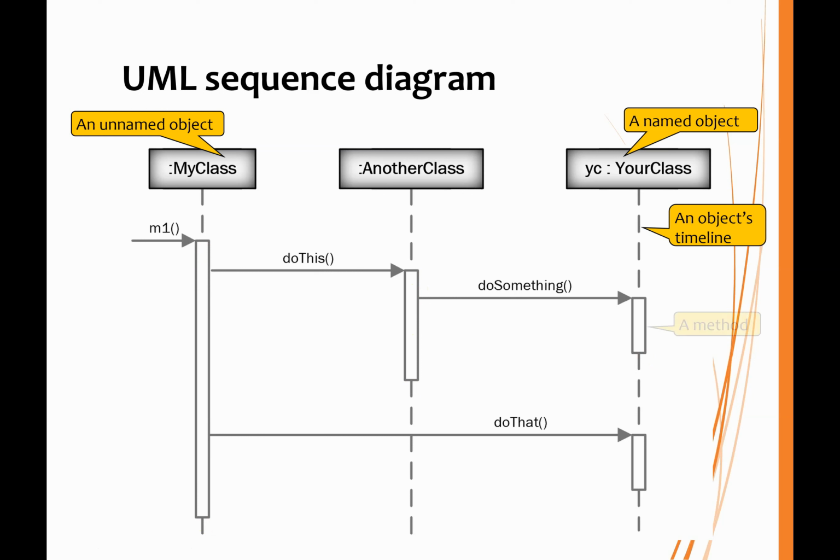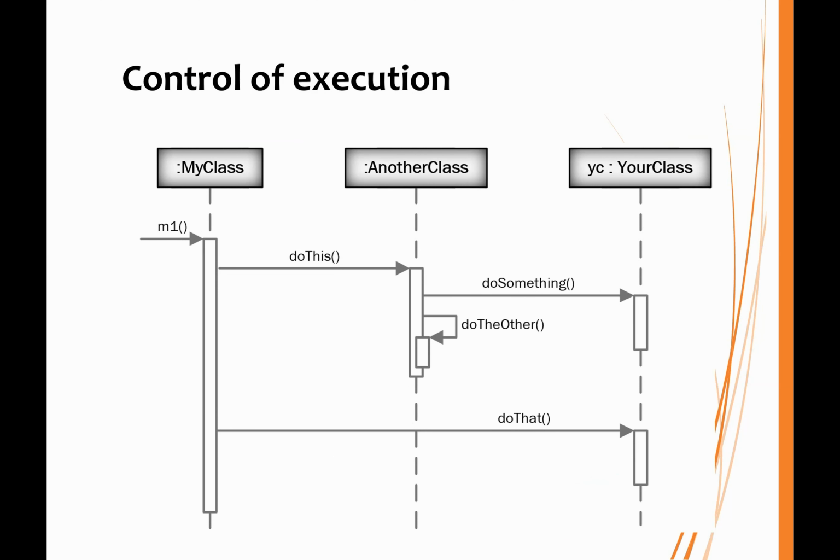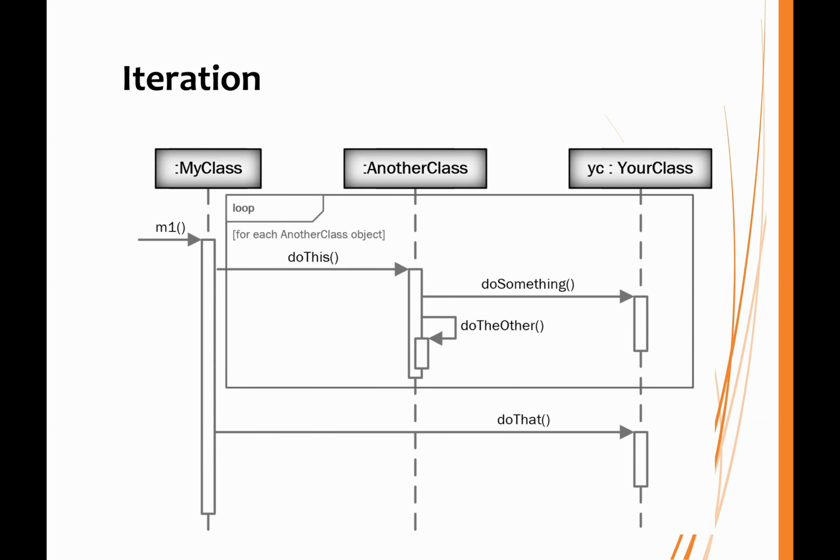So there's the timeline. This is a method and a method call. This method is called after do something because it's lower down the timeline, and the control of execution will start here on the left, and then we follow the arrow. And in this example, we can see that do this is calling do the other, which is a method in the same class as do this. So that's how we show the method calling another method in the same class or same object.